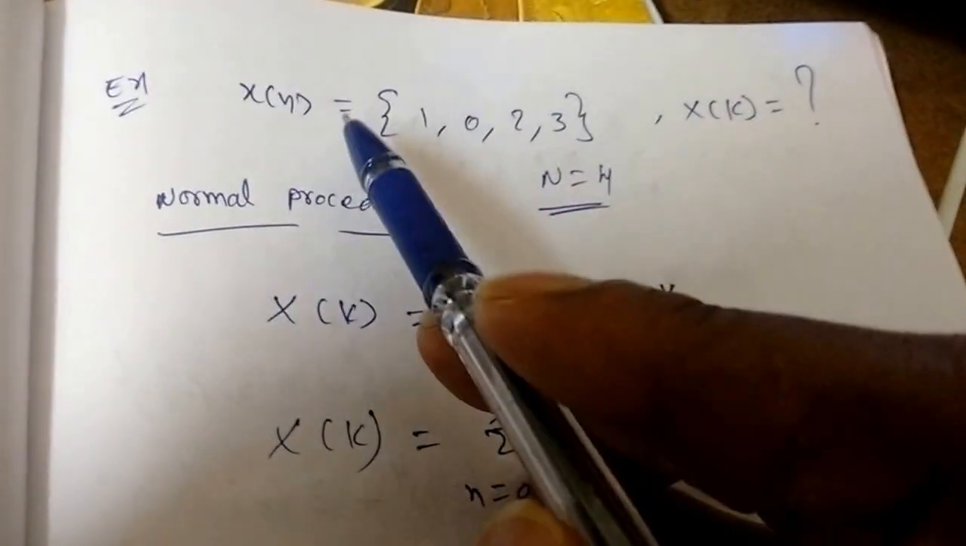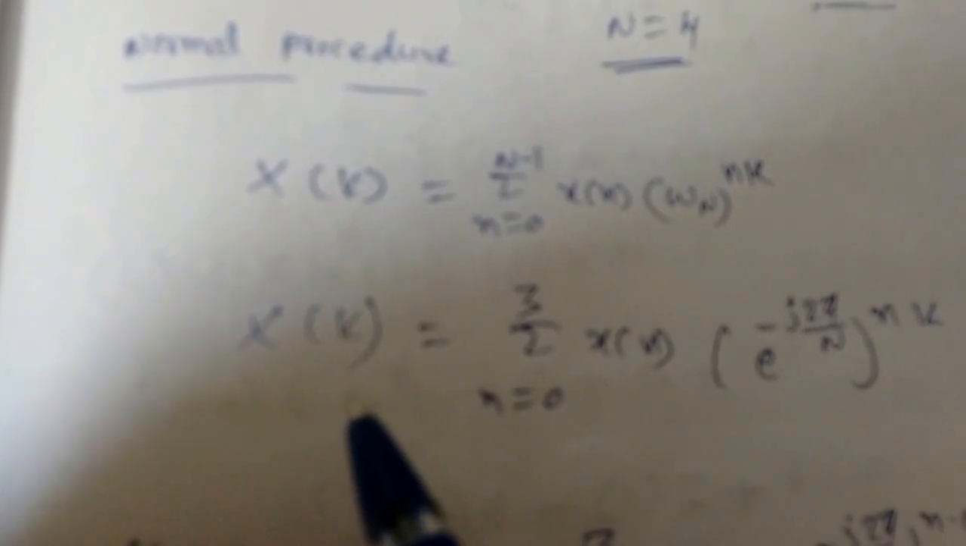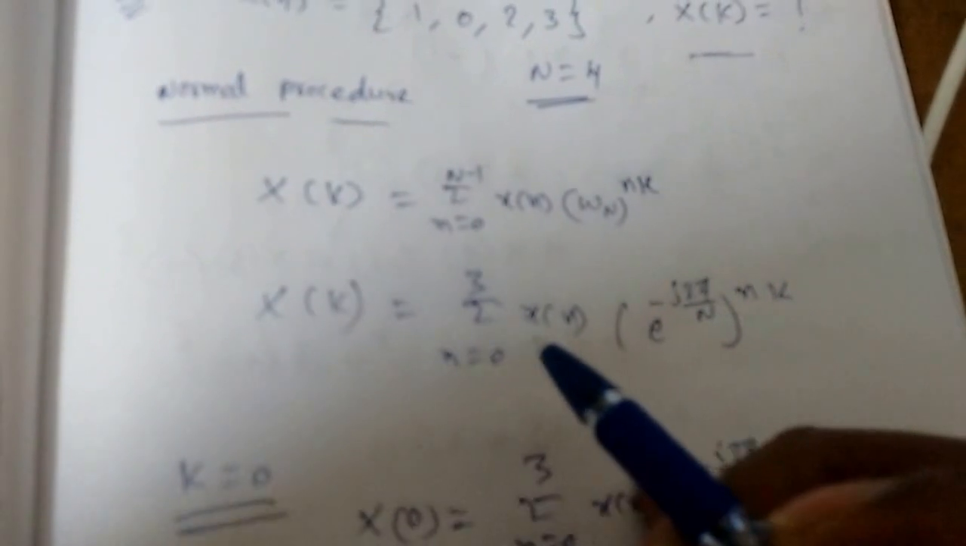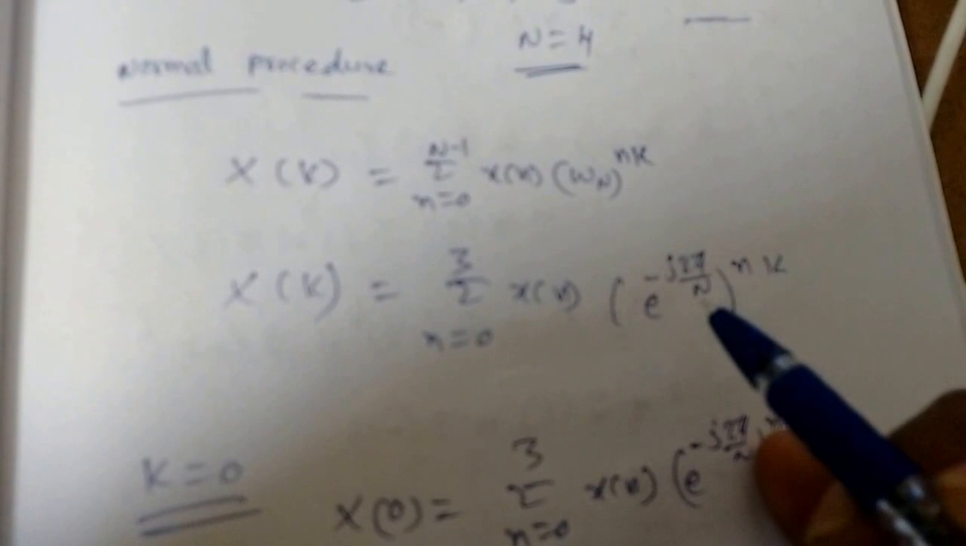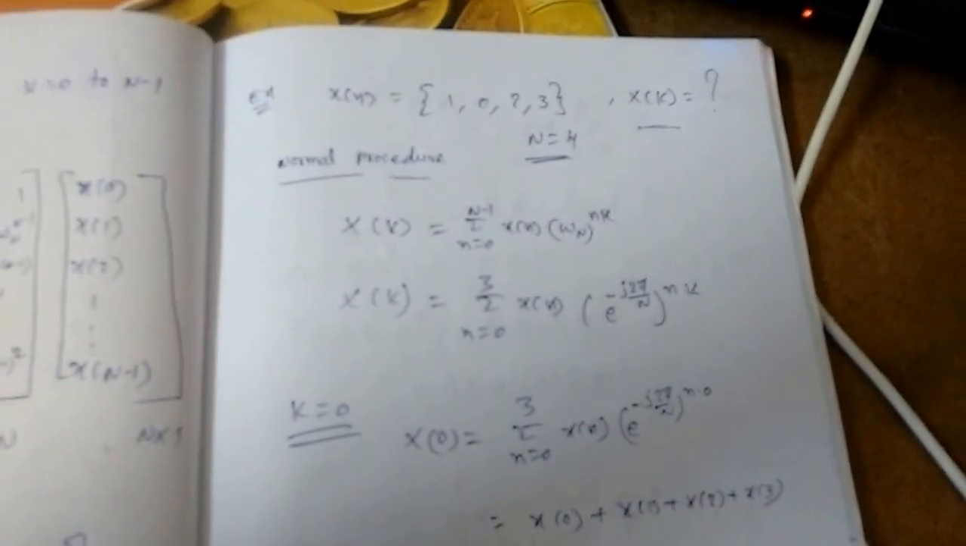Now if I see an example, x of n is equal to this, and we need to find the DFT. First we will see the normal procedure. The formula is x of k equal to sigma n equal to 0 to N minus 1, x of n into Wn power nk. Here N is equal to 4, so this will become n equal to 0 to 3, x of n e power minus j 2 pi by N into nk. This is capital N, this is small n.